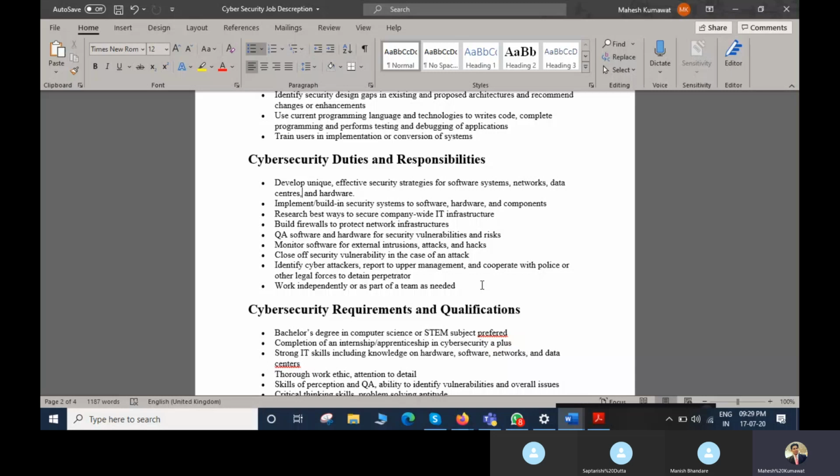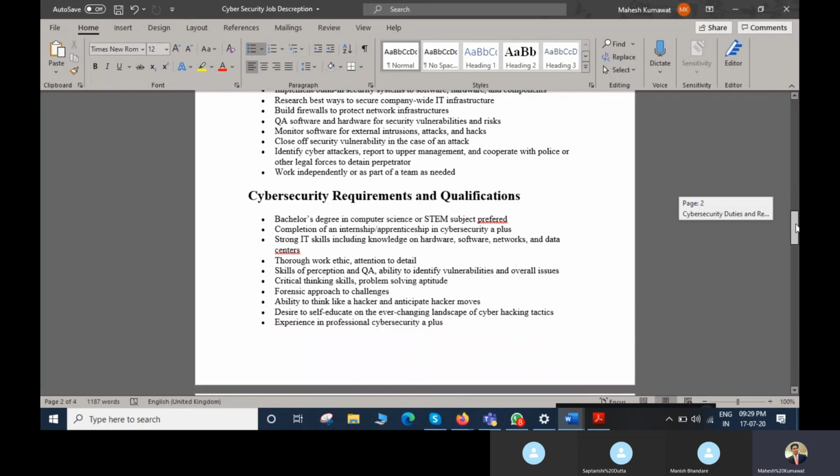Work independently as a part of the team as needed. As you're aware, you're working in security operation centers and network operation centers, so you should be able to work independently on the same. Understand that any logs can come at any point of time, so you should be very aware of all those things. Then we just move to some different things here.